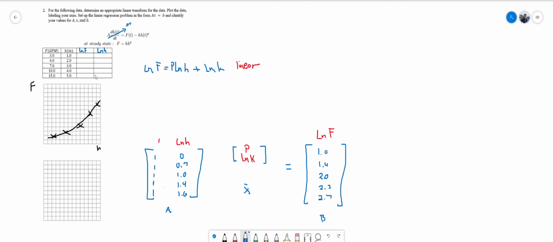And so now, if I go and plot this as the natural log of f versus the natural log of h, then I should see a graph that gives me a much more linear trend line for these data points. And so then transfer these up to this column and then plot that data as the natural log of f versus the natural log of h.